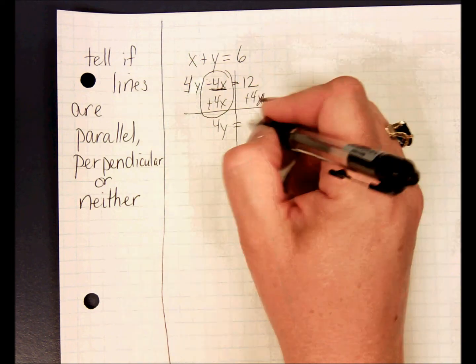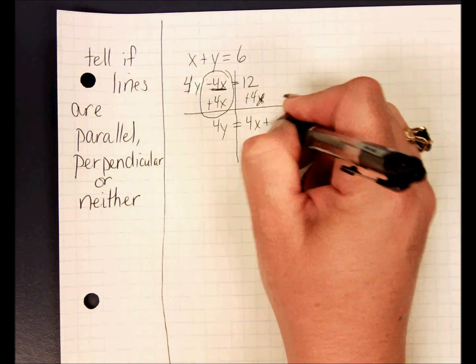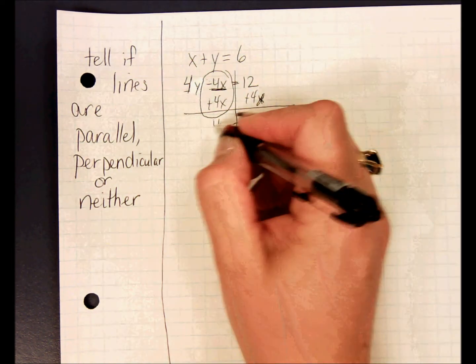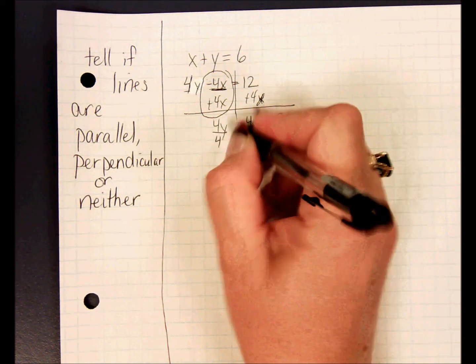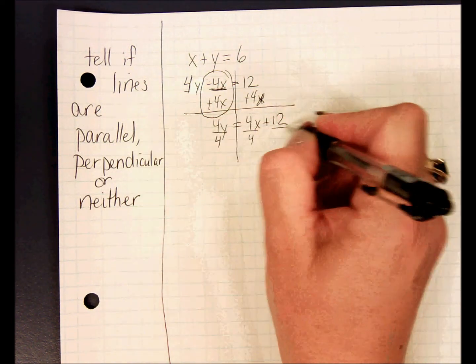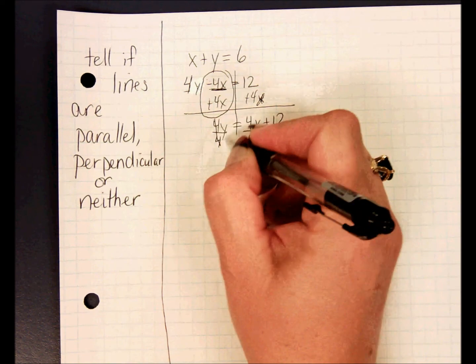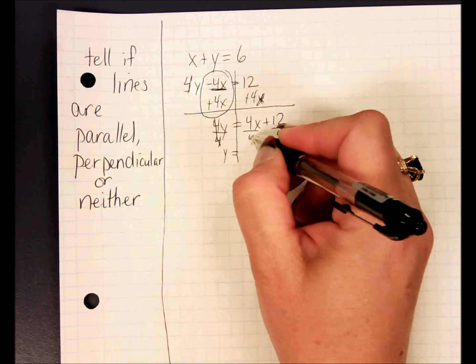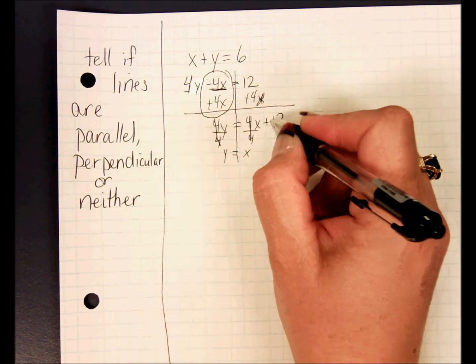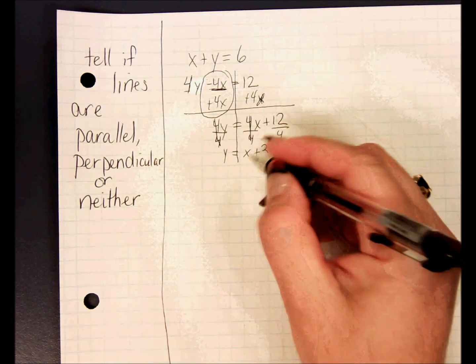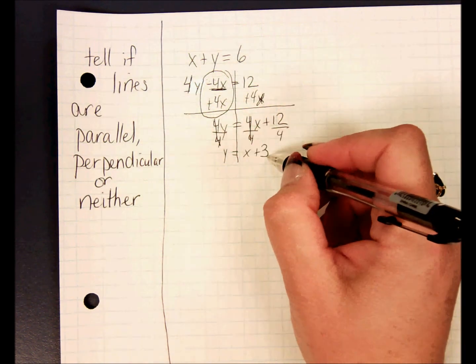Here I can't add anything together because one has an x and one doesn't. Now I divide by the 4. This is multiplication, so the opposite would be dividing, and I divide every term by that 4. Y equals 4 divided by 4 is 1, and I get x plus 3. So now I know my slope is 1, and I know my y-intercept is 3.